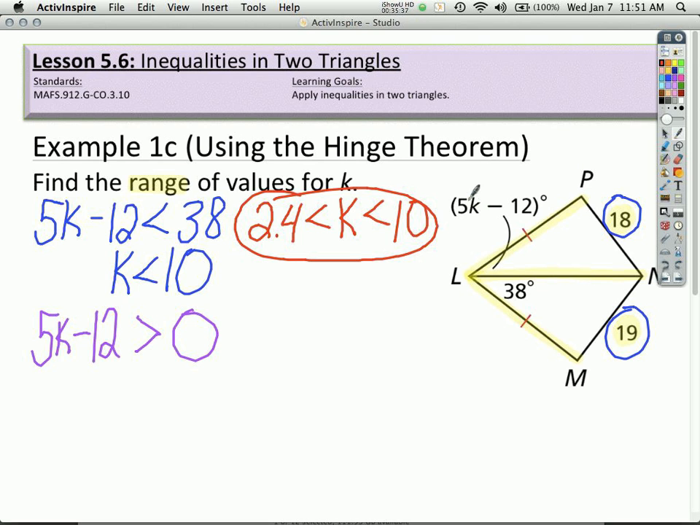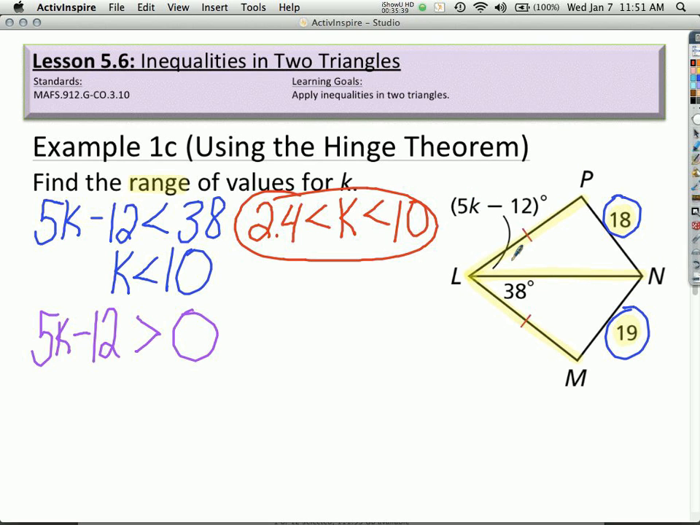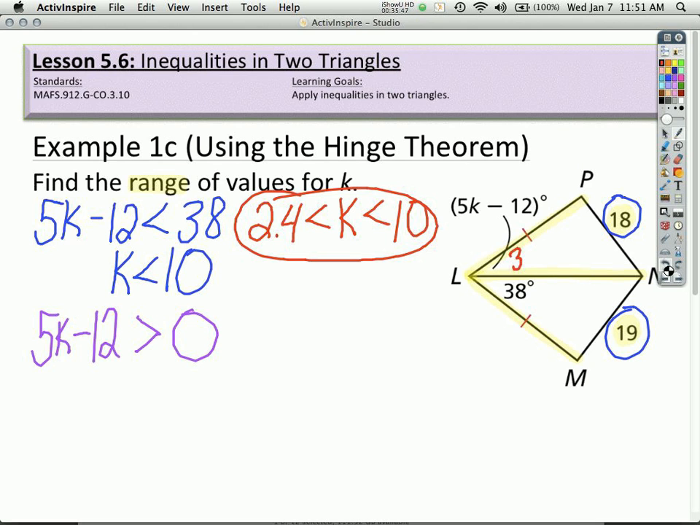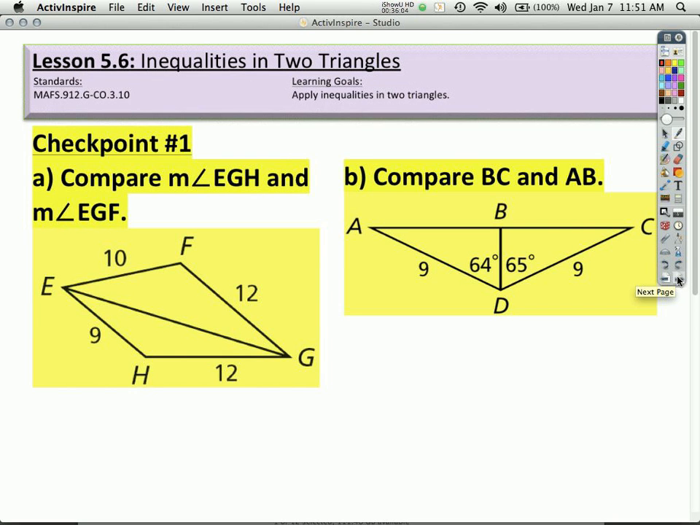It cannot be equal to 10. Because if it's equal to 10, that would make this a 38, which cannot possibly be because this side is smaller than this one. So it cannot be equal to 10, it has to be less than 10. And it cannot be equal to 2.4, it has to be greater than 2.4. Does anyone have any questions on how we got that range of values? Okay, you guys are doing very well. I was very impressed with that quick team talk.